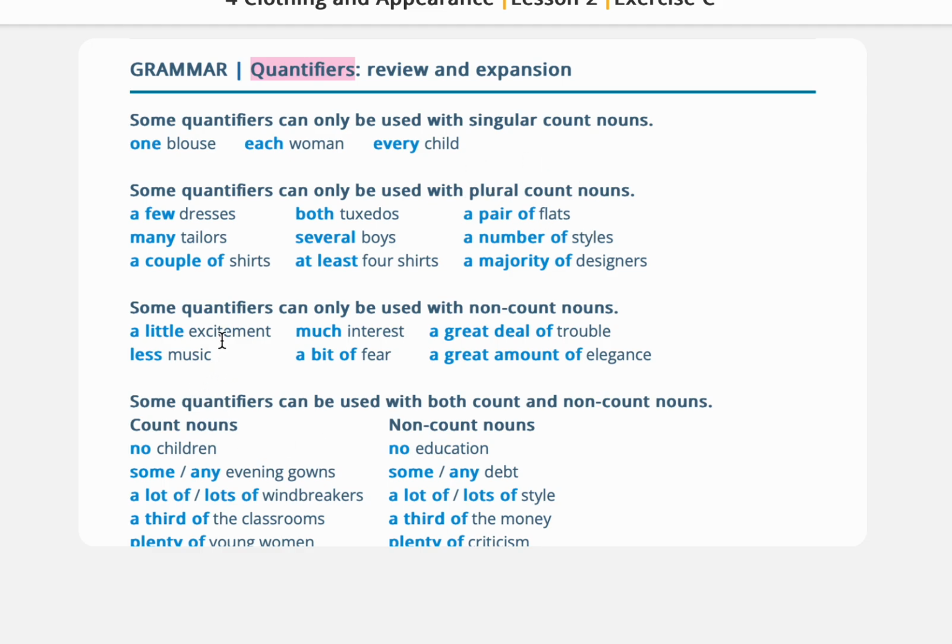Some quantifiers can only be used with non-count nouns. For example, a little excitement. I cannot say a little dresses. Okay, little excitement, much interest, great deal of trouble, less music, bit of fear, a great amount of elegance. Okay, all these ones are non-countable nouns.